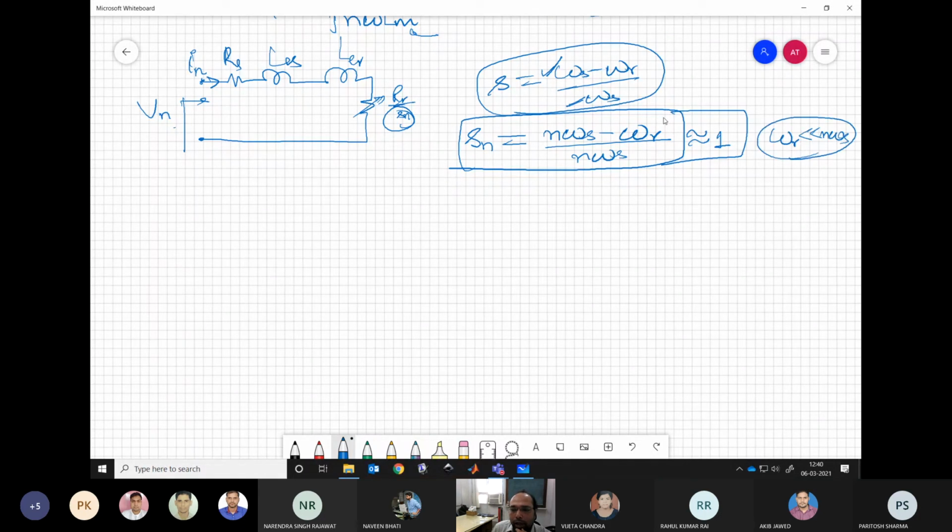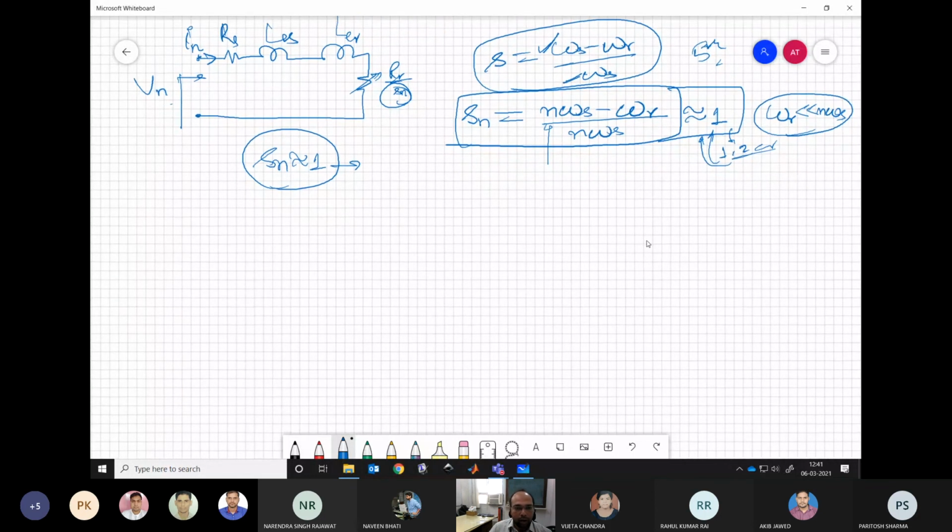So this will be approximated to very close to 1, because omega r is very much less than n omega s. If you take the fifth harmonic and compute this value, it will come close to 1.2 or something, which is very nearly 1, and as you go to higher order harmonics, it comes even closer to 1. So Sn for any other harmonic frequency can be approximated to 1. Now we have some simplification in our circuit.